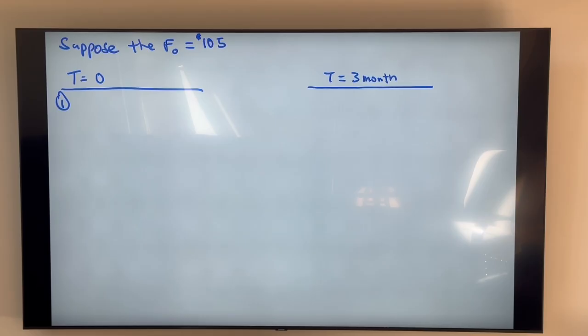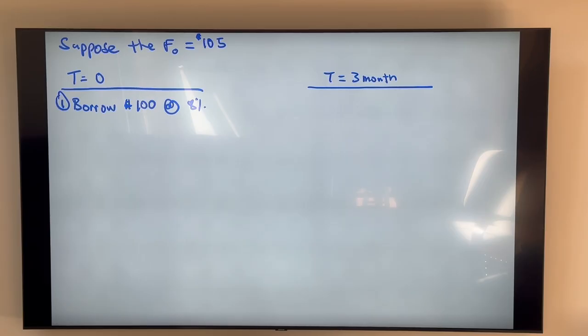So at time t equals 0, and then at time t equals 3 months. So 1, at time t0, what you would do is you would borrow $100 at 8%, which is the risk-free rate. Because remember, when you're generating an arbitrage profit, you do not use any of your cash, right?